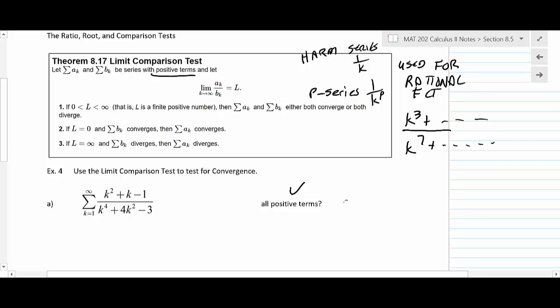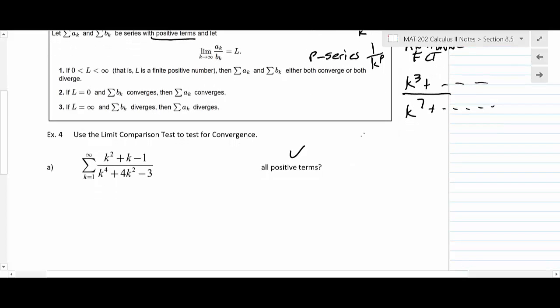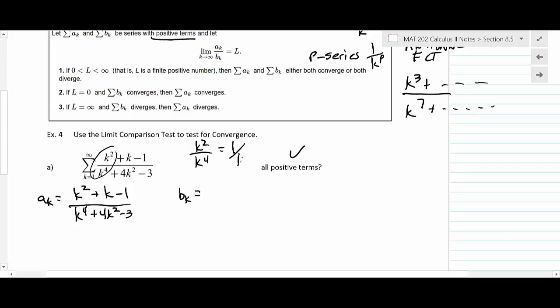Okay, so what we're going to do is compare this to the p-series. a sub k is going to be what I give you. That's what you're given, that's what we're analyzing. Now b sub k: if you look at this, you have k squared over k to the fourth. That's 1 over k squared, right? You can't just compare it to any p-series. You want to compare it to that one, and you'll see how this works out once I do that. So we're going to let b sub k equal 1 over k squared.